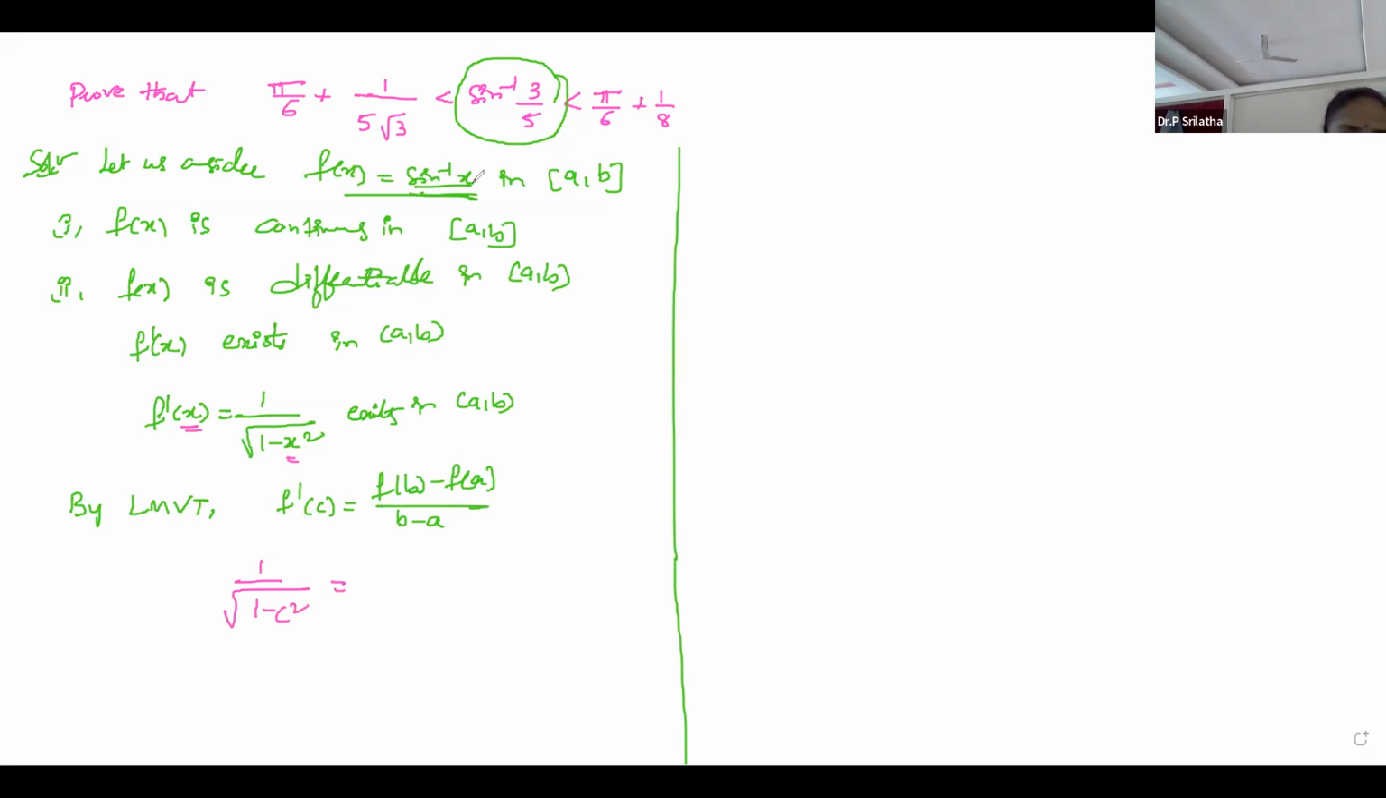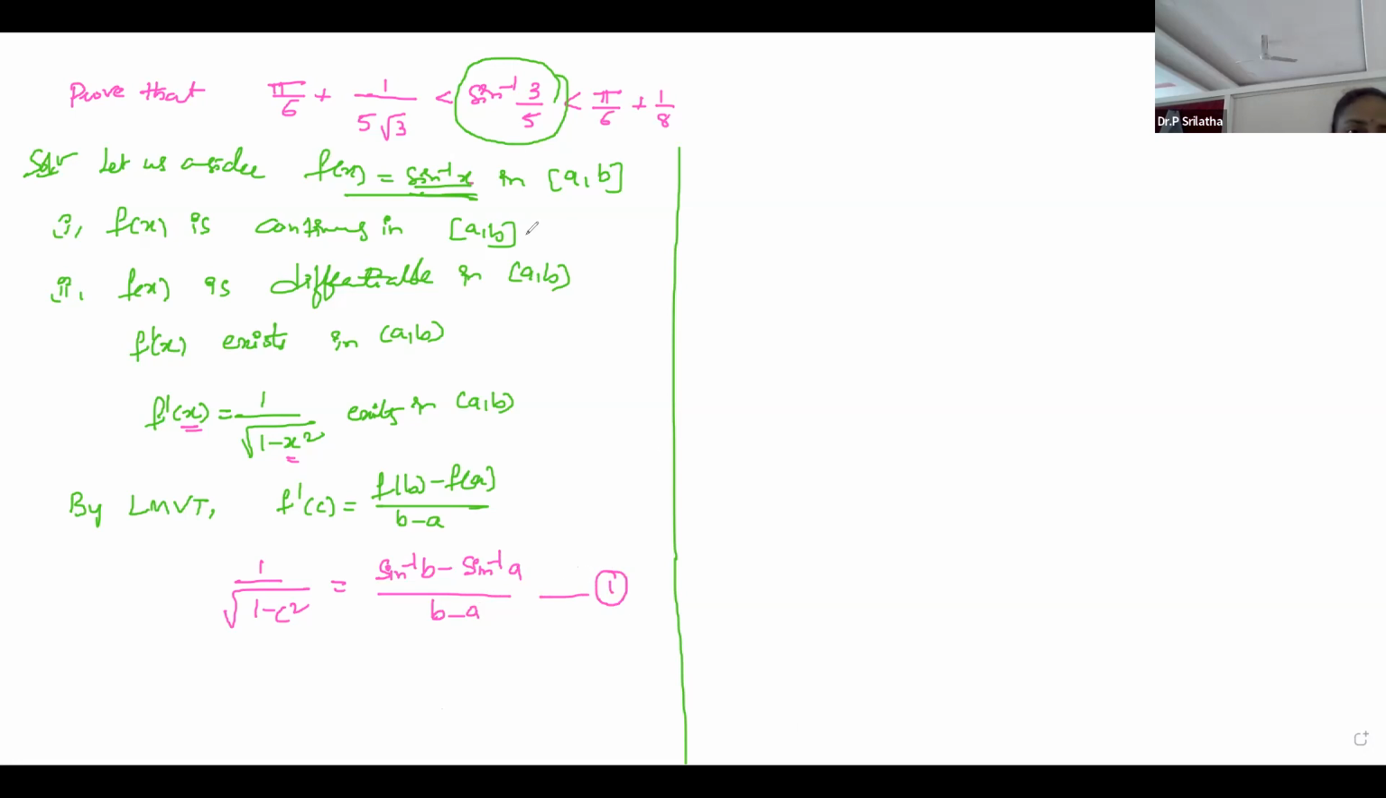f of x is sin inverse x. f of b means sin inverse b minus f of a means that is sin inverse a divided by b minus a. Okay, so 1 by under root of 1 minus c square is equal to sin inverse b minus sin inverse a by b minus a. So let us consider this is equation 1. Okay, is it clear, all of you?